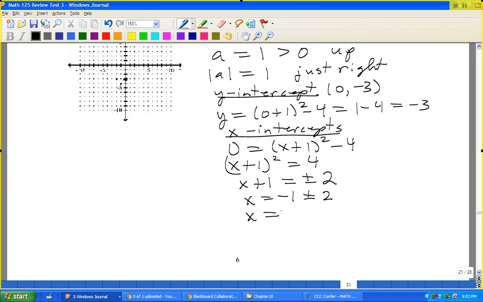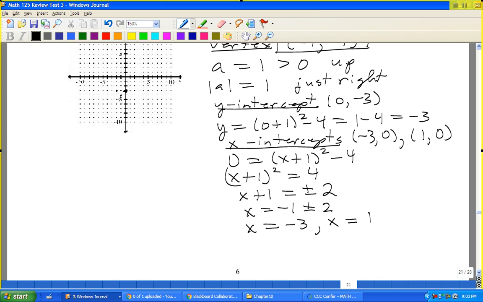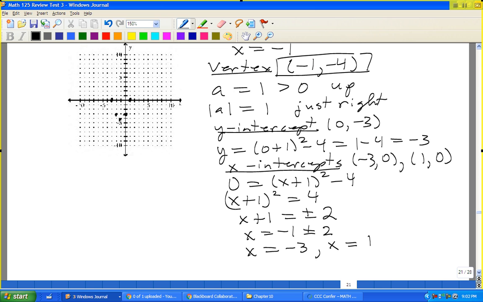Negative 1 minus 2 is negative 3. Negative 1 plus 2 is a positive 1. So the x-intercepts are at negative 3, 0, and at 1, 0. And so let's put those down. Okay, so let's see if I can draw this as best I can.